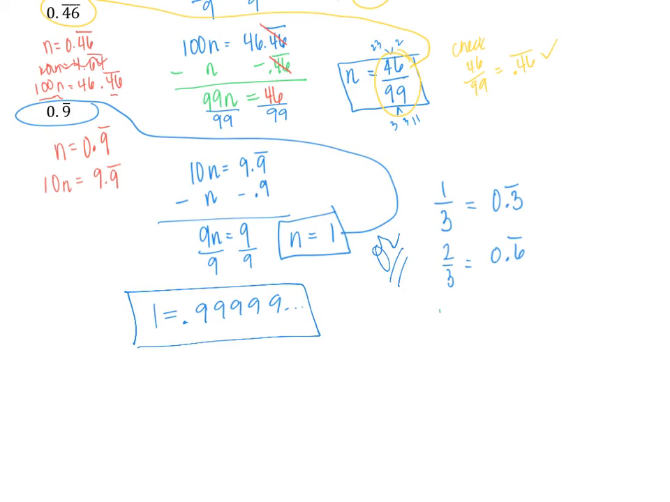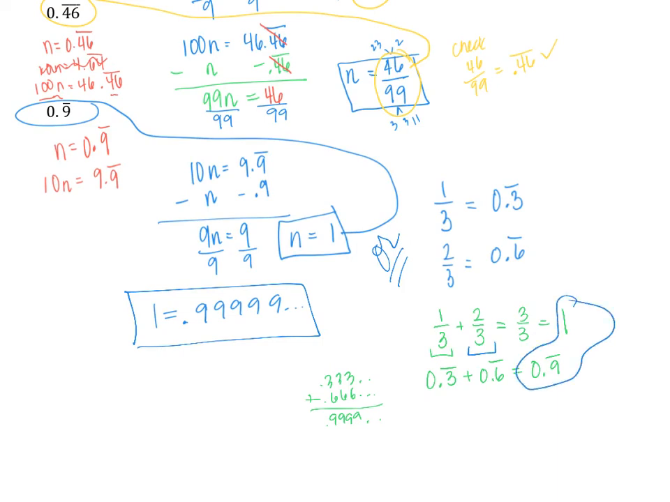I could take 1/3 plus 2/3, and I know that that's 3 over 3, so that's 1. But look at this. 1/3 we said is 0.3 repeated. 2/3 is 0.6 repeated. That would be 0.9 repeated if you think about lining them up, right? 3, 3, 3, 3, 3 plus 0.6666. You're going to get 0.99999 repeated. So then what we're saying, you can see, is that same exact thing. That 1 will have to equal 0.9 repeated.